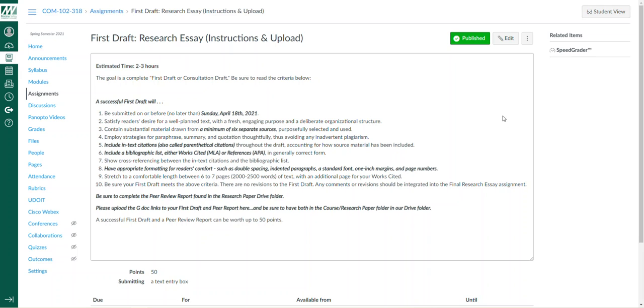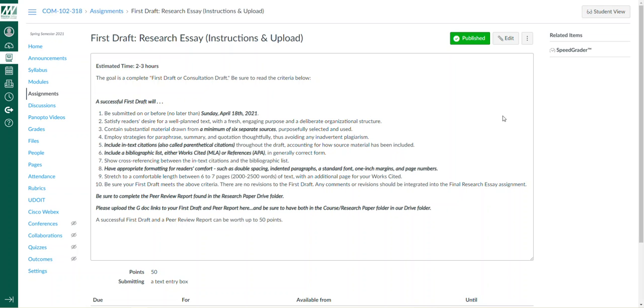Reader comfort: double spacing, indented paragraphs, standard font, 1-inch margins, page numbers, all of which are MLA formatting guidelines. Once again, you can take a look in the back of the textbook. Appendix A, I believe, has all the criteria for formatting a document according to MLA guidelines, even an example in that particular section. I'm looking for a comfortable length between 6 to 7 pages, 2,000 to 2,500 words. All right, so be sure that you meet that criteria.